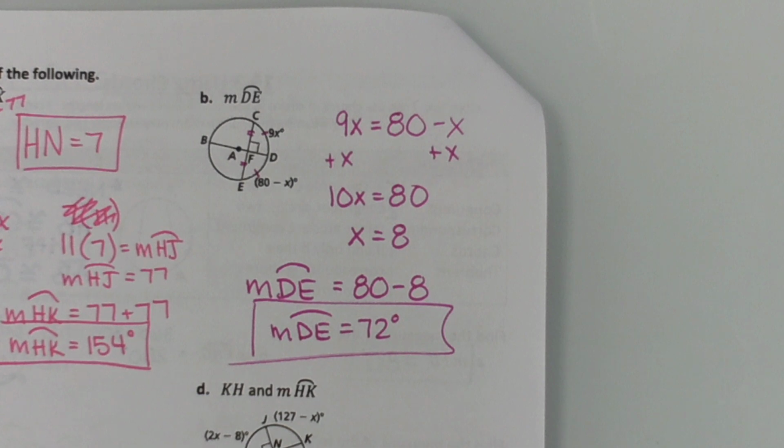What is true about this picture? What are you seeing? What's congruent? CD to DE. Why? Because they're perpendicular. Because we have a perpendicular diameter and chord. When a diameter is perpendicular to a chord, the chord gets cut into two congruent parts and so do its arcs. So those are congruent, so I set them equal.